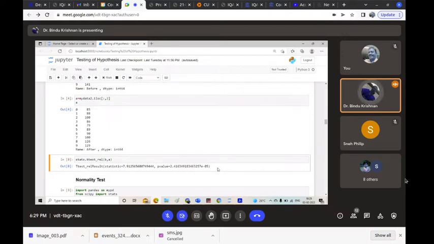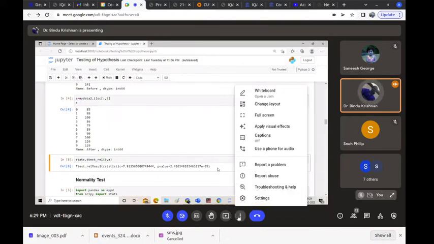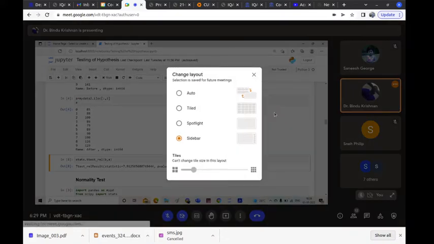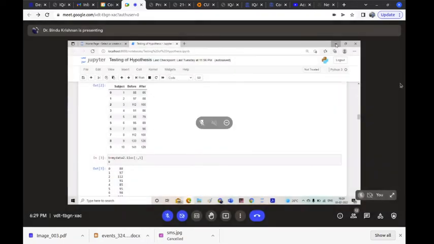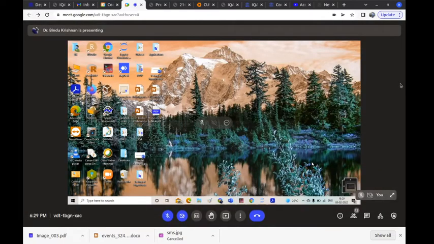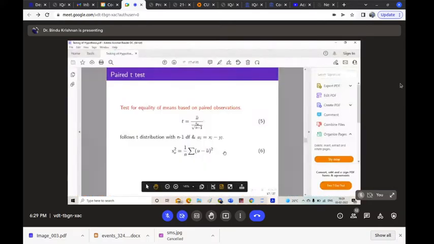So 0.0000146 like that, which is a very low value. Less than 0.05 means we reject the null hypothesis that there is no difference. Right? Okay. So that is the case with the t-test. Only 3 tests are there under this t-test.